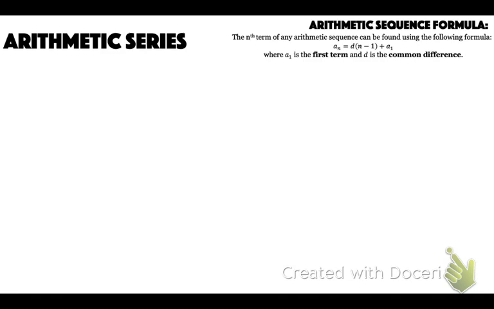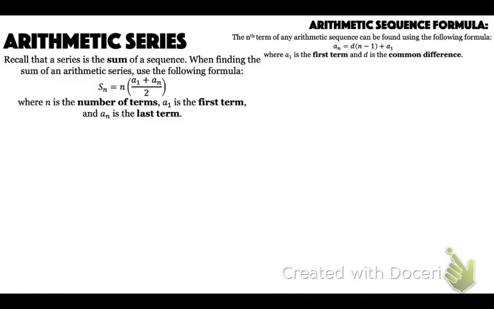Let's go into series. Remember, series means sum. So when we're finding the sum of the arithmetic series, this is the formula we can use. We have S sub n equals n times a sub 1 plus a sub n over 2, where n is the number of terms, a sub 1 is the first term, and a sub n is the last term.